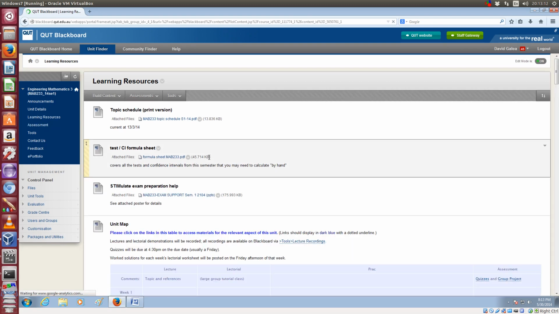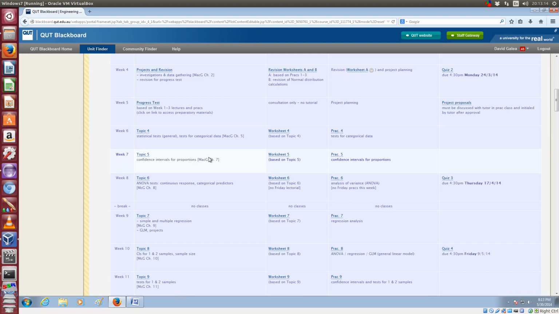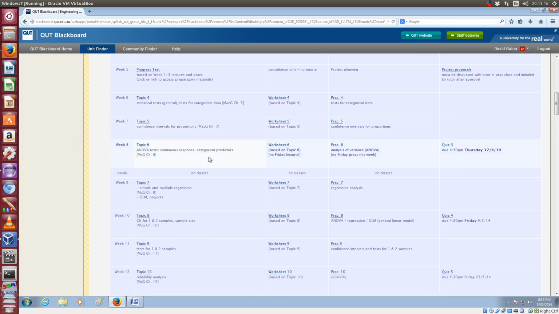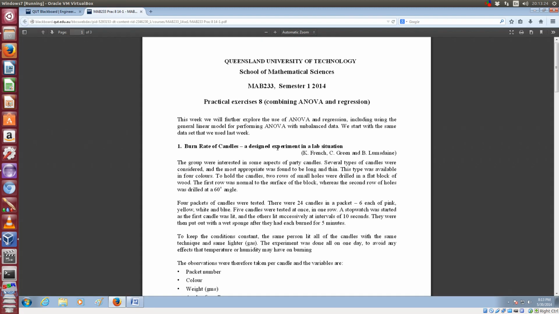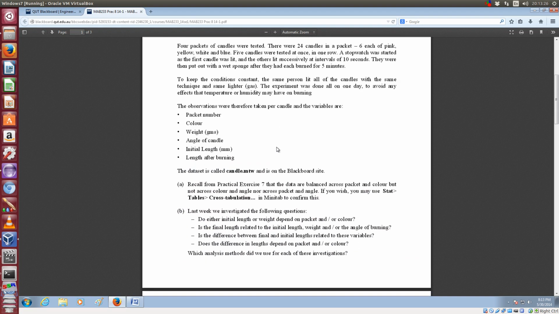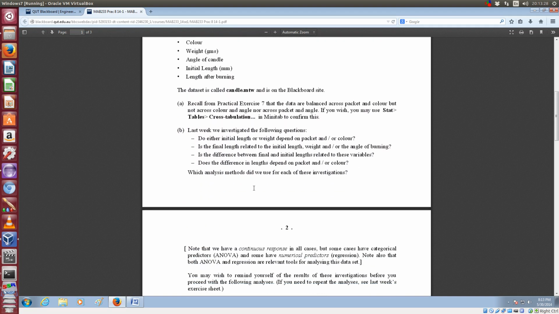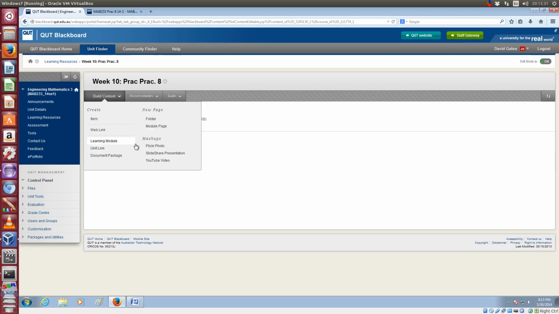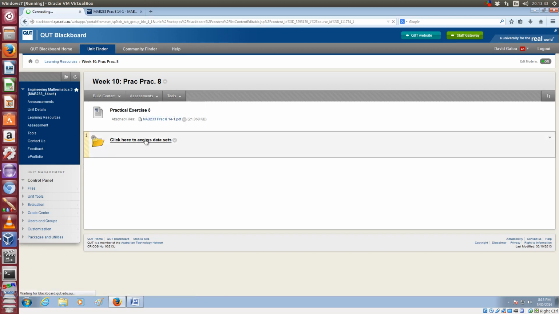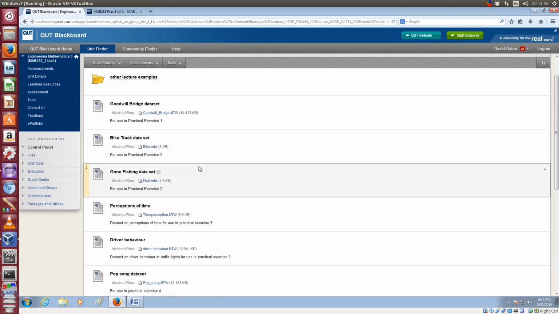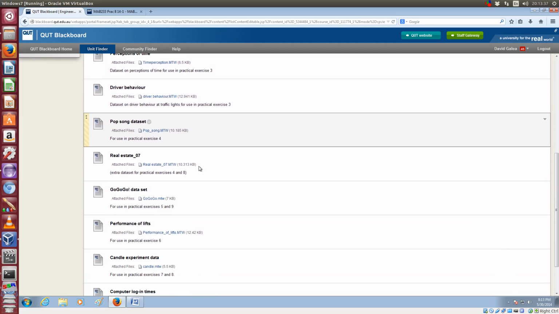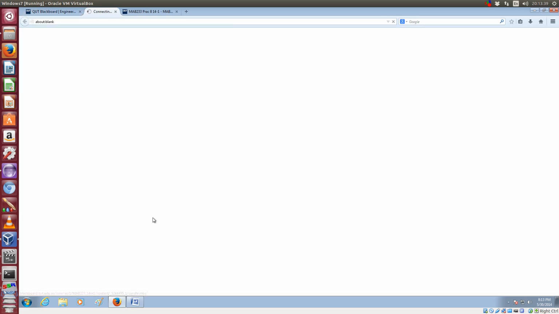Doesn't really matter which one we choose. I will look at something maybe that has been set on general linear models. So we go to Prac 8. Okay, so let's have a look at the candle data. So we'll work with that data. We might open up a couple of data sets actually within this tutorial.